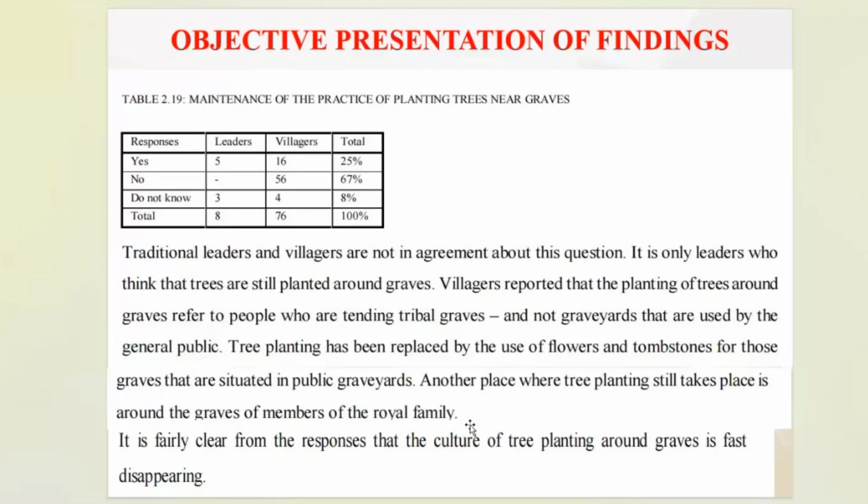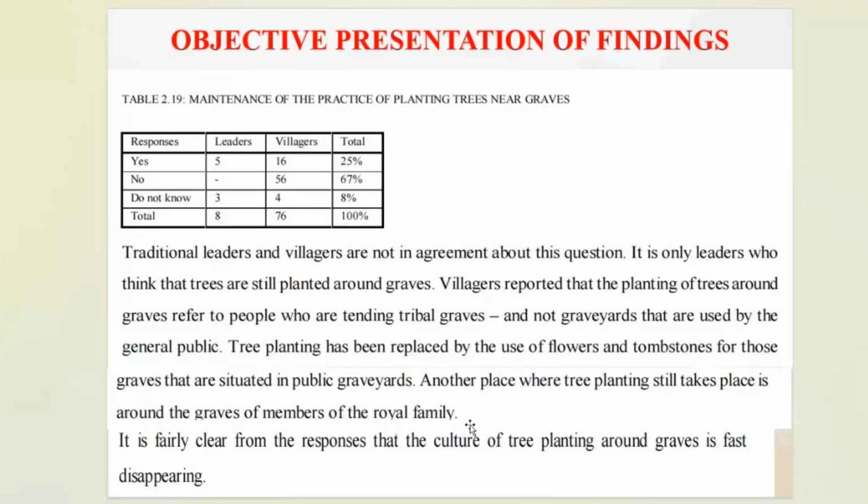Not that traditional healers did not respond, they did, but they were not included here. The table is only for the villagers and the leaders. You can see the total responses: the yes had 25%, the no's were 67%, and do not know was 8%. And even just before I go to the words, I want to say, remember, my study was about establishing if the Venda culture plays a role in the conservation of natural resources: plants, animals, water, and soil.